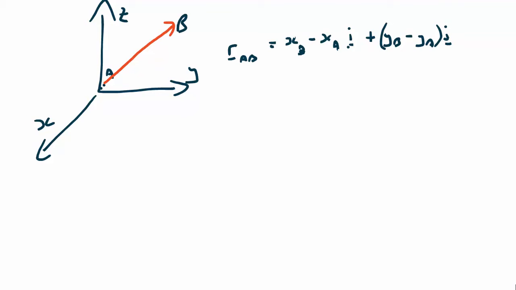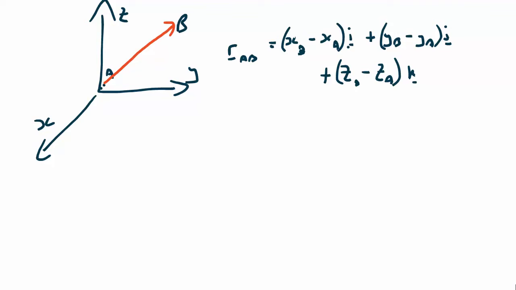I should probably put brackets around these. I'm going to move on to the next line just so I don't run out of space, plus my z-coordinate of B minus my z-coordinate of A. Okay. And that is a position vector. Not particularly difficult to use, but it will be useful in finding unit vectors later on.